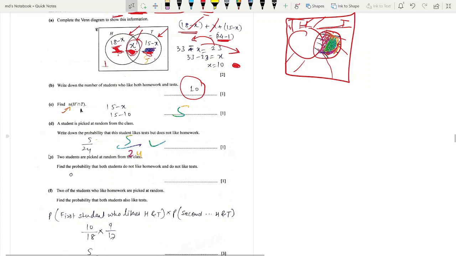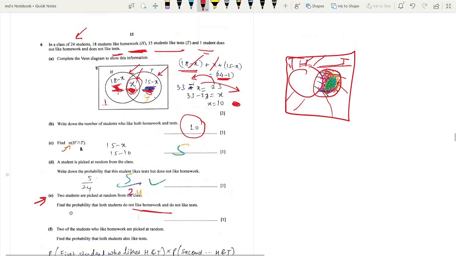Now we have another E part. 2 students are picked at random from the class. Find the probability that both students do not like homework and do not like test. This condition is not met. Yes or no? Can we read our question?